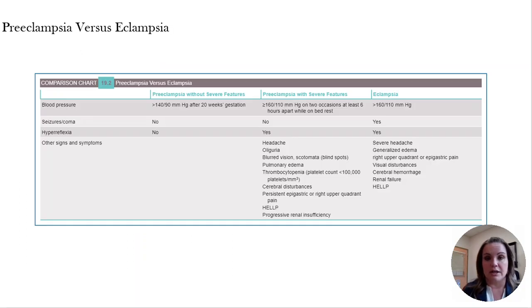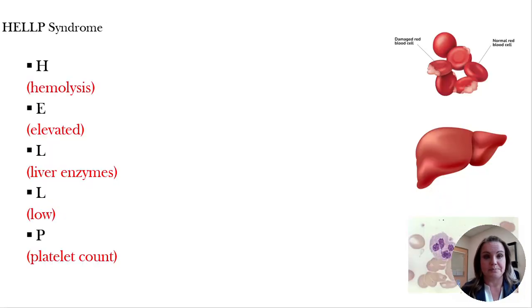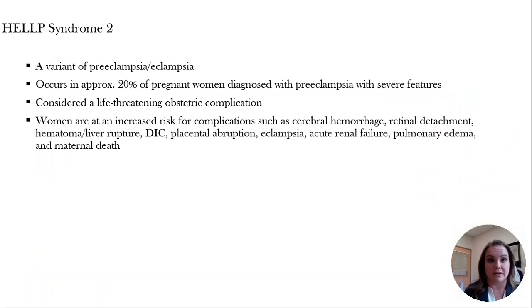Here's just a chart kind of outlining the differences between preeclampsia without severe features, preeclampsia with severe features, and eclampsia. Now, HELLP syndrome is typically associated with preeclampsia with severe features, so it's a type of severe preeclampsia. It stands for hemolysis, elevated liver enzymes, and low platelet count, all stemming from the liver involvement. So it's a variant of preeclampsia with severe features. 20% of women diagnosed with that will develop HELLP syndrome. It is considered a life-threatening complication, and these patients are at risk for DIC, cerebral hemorrhage, placental abruption, acute renal failure, and potentially death.